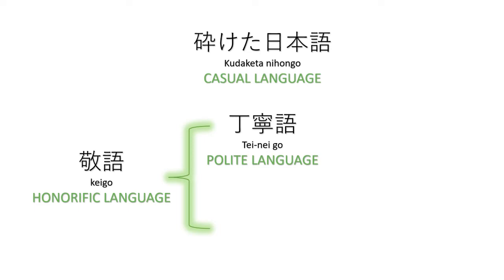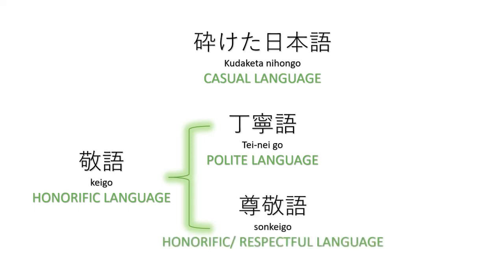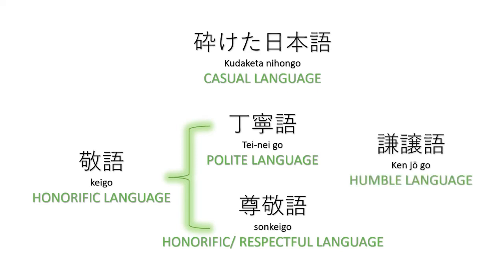Keigo, honorific language. So, the masu form. Now we're going to learn sonkeigo, honorific or respectful language. The last part of honorific language is kenjogo, the humble language. Today we're going to learn about the honorific or respectful language.